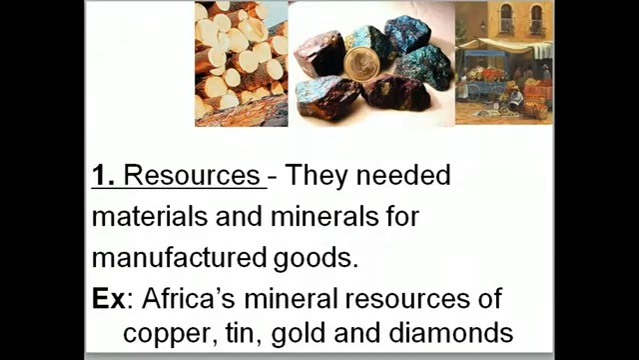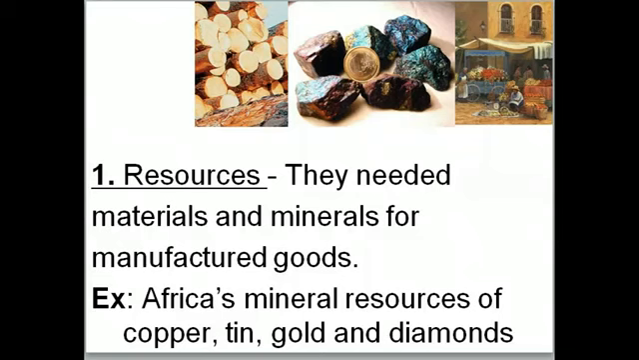Our empires need those materials and minerals for manufactured goods. For example, from Africa, they want copper and tin and gold and diamonds. They're going to use the tin to make cans out of. They started making cans for food out of lead, realized that the lead was leaching into food, and that's kind of a problem, so they're going to switch to tin, which is not as harmful to humans.